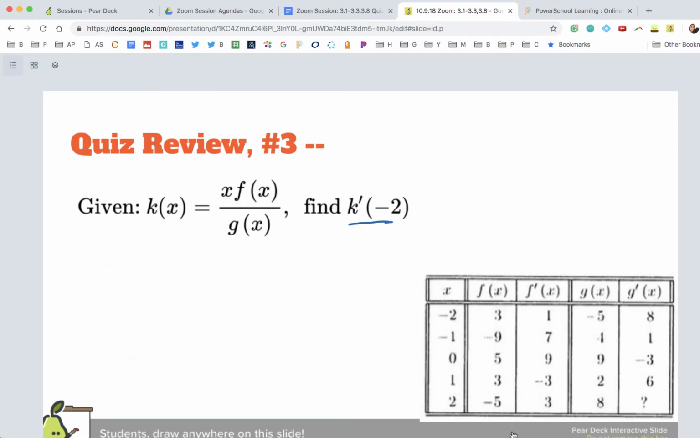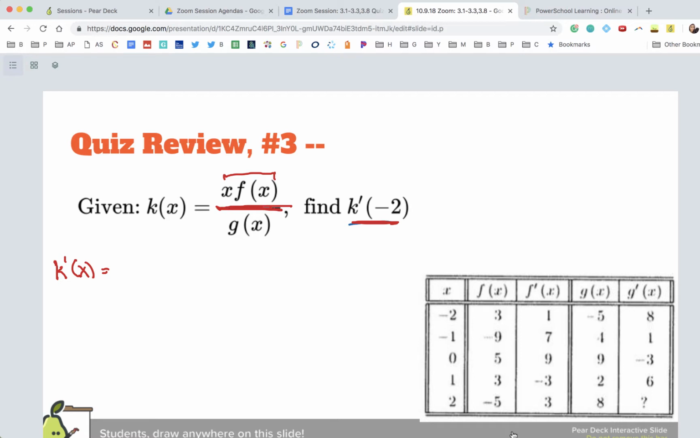So now let's tackle this problem. It says, given k of x equals x times f of x over g of x, find k prime of negative 2. So to find k prime of negative 2, the first thing you need to do is find k prime of x. And we see that this is a quotient, right? We also see there's a product on the top. But the first thing we see is that there's a quotient. Within doing the quotient rule, we're going to need a product.